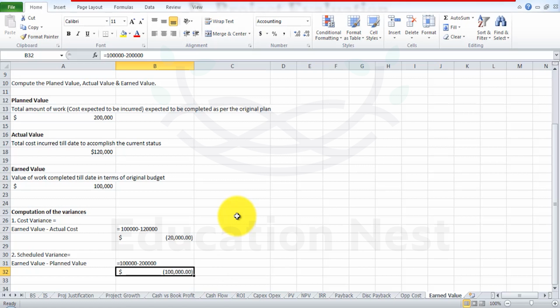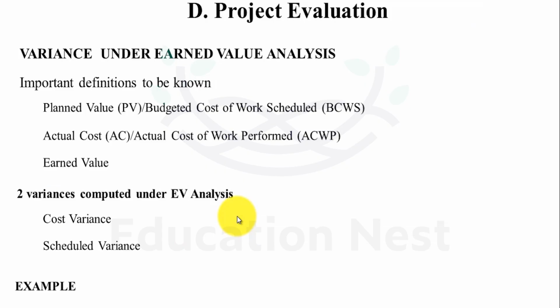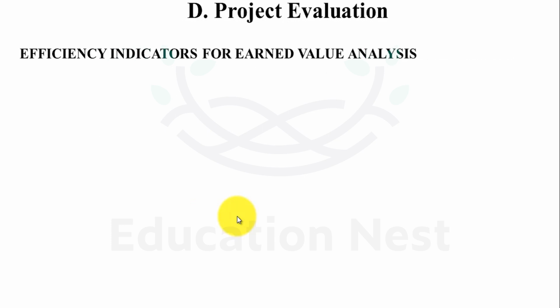So in terms of the schedule variance, you're lagging behind literally half of the value which was supposed to be accomplished. The costs which were supposed to be incurred till now are only half of what has been done till now. So these are the two important variances for the earned value analysis. Now we're going to look at the theoretical part because there's some more which needs to be understood, and that is efficiency indicators for the earned value analysis.